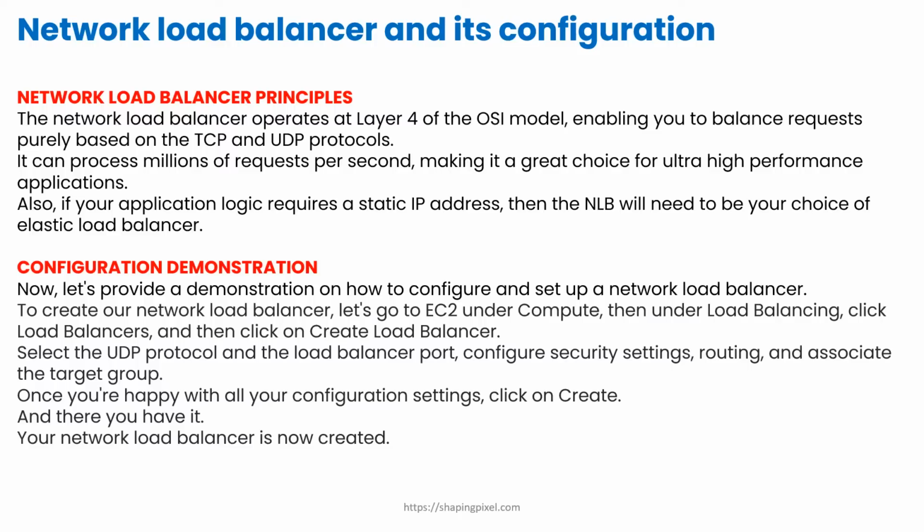To create our network load balancer, let's go to EC2 under compute, then under load balancing, click load balancers and then click on create load balancer. Select the UDP protocol and the load balancer port, configure security settings, routing and associate the target group. Once you are happy with all your configuration settings, click on create and there you have it. Your network load balancer is now created.